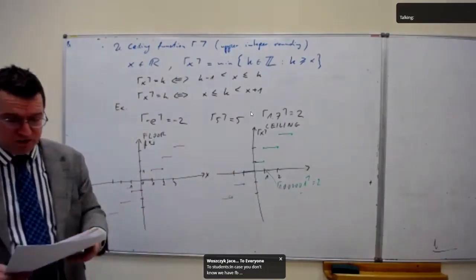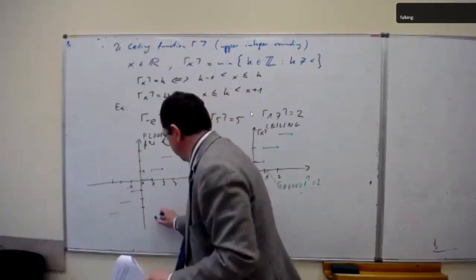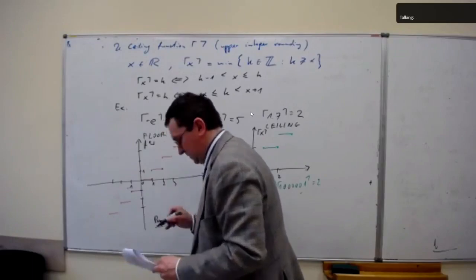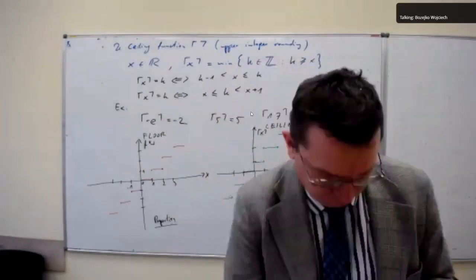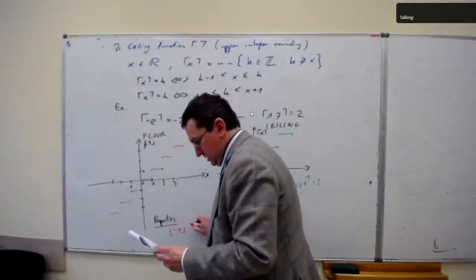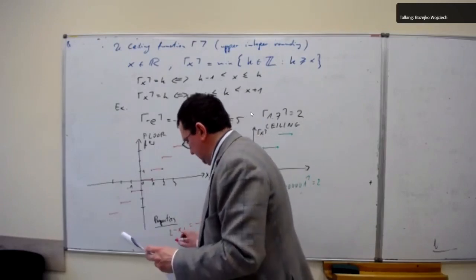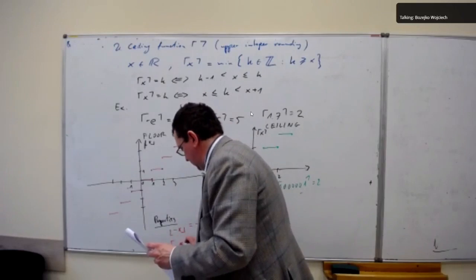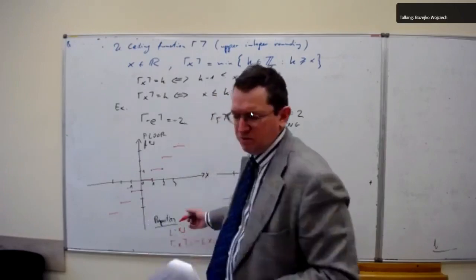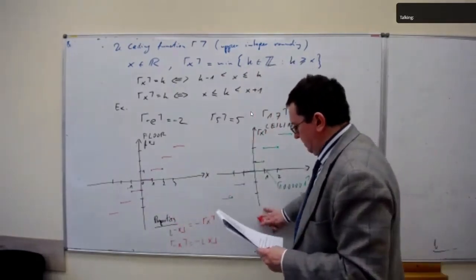Some properties of floor and ceiling functions. Floor of minus x is minus ceiling of x. Ceiling of minus x is minus floor of x. Of course, we can prove it, but these are just simple properties.